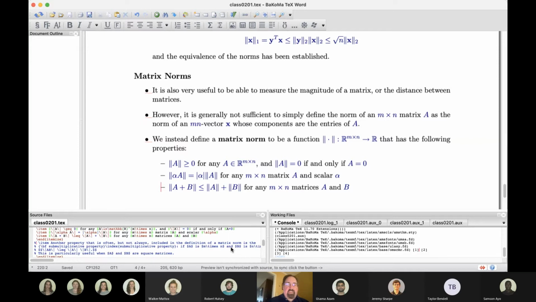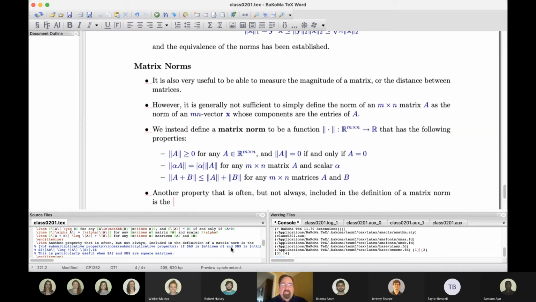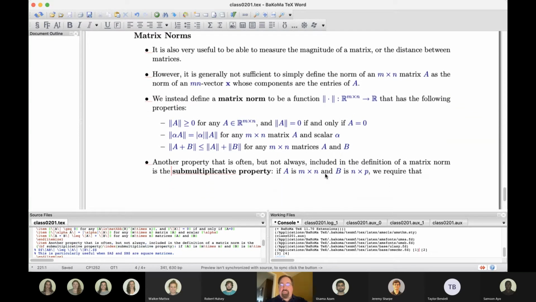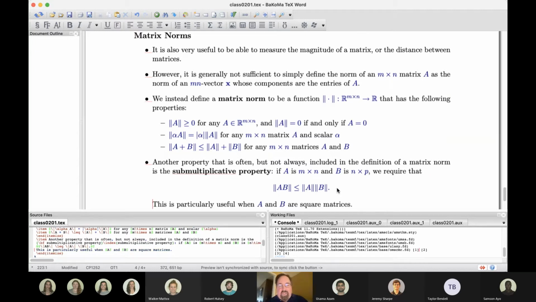And then there's one other property that, depending on the book, may or may not be included in the definition of a matrix norm, but it is a property that most matrix norms satisfy. It's called the submultiplicative property. If you have two matrices for which it makes sense to multiply them, then the norm of AB is less than or equal to the norm of A times the norm of B. Which is particularly nice if A and B happen to be square matrices. And this is very helpful for certain proofs involving matrix norms.